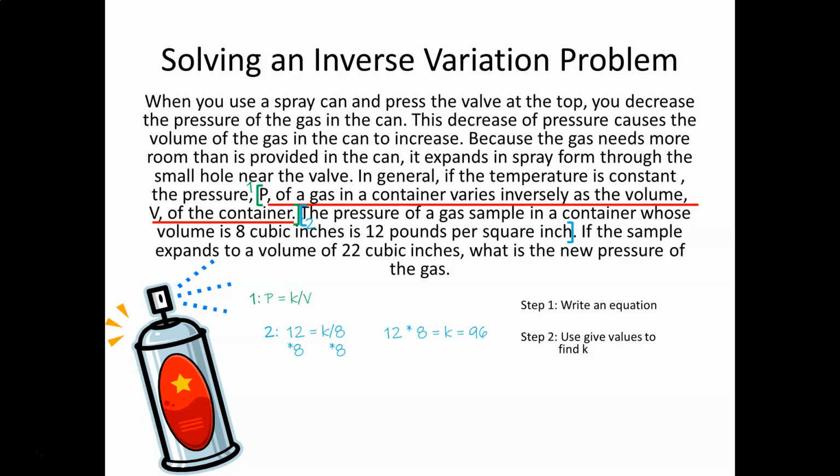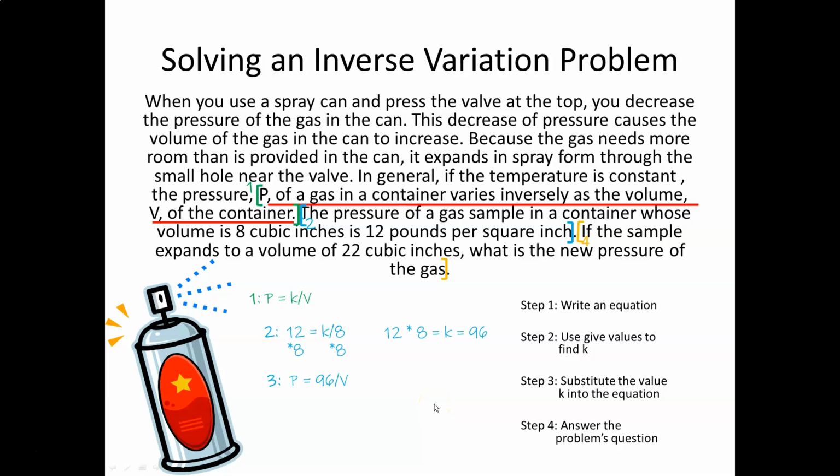We want to get the 8 away from the K, so we're dividing, so we want to multiply. Multiply both sides by 8, and we get K is 96. So step 3, we're going to substitute that 96 right in for K, and that's step 3. Step 4 is answer the problem's questions.